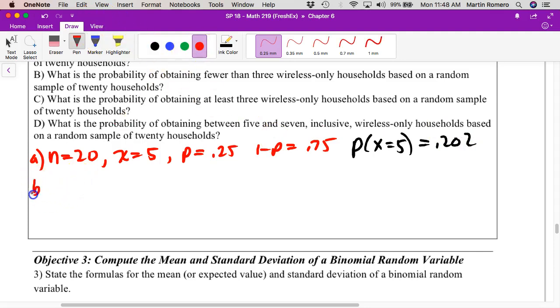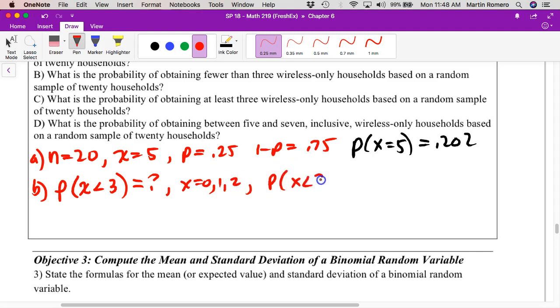Let's try another one. B. What is the probability of obtaining fewer than 3 wireless households based on a random sample of 20? We have the same information, and what we're trying to calculate is the probability that X is less than 3, that we have fewer than 3 households. In this case, that means X is equal to 0, 1, or 2. So we get the probability X less than 3.